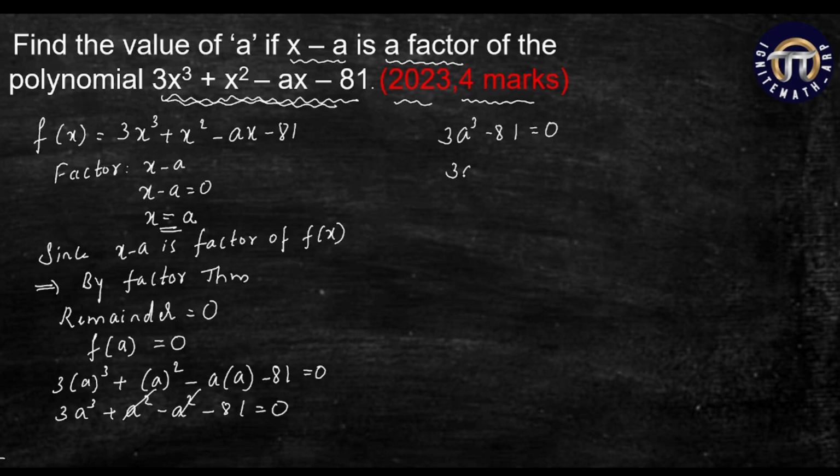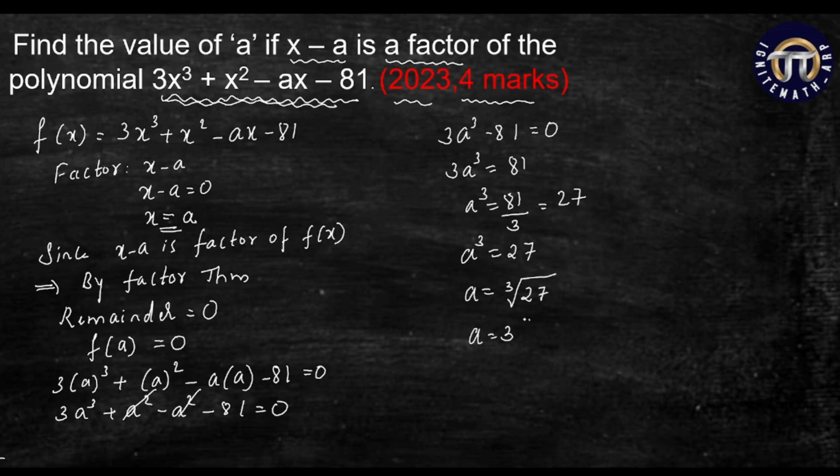That is nothing but 3a cube is equal to 81. A cube is equal to 81 divided by 3, that is nothing but 27. So means what, children? A cube is equal to 27. How do I find out a here? So a is equal to cube root of 27. That is nothing but a is equal to 3. See, you were asked to find out the value of a. I have found out the value of a over here, children.